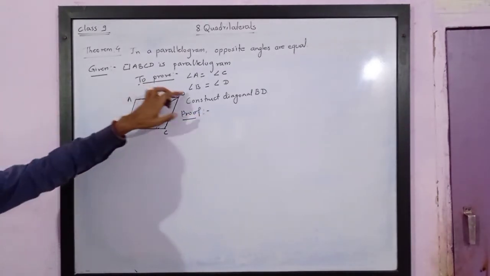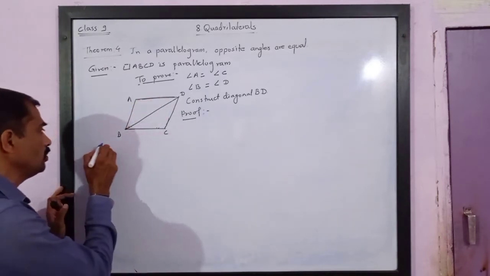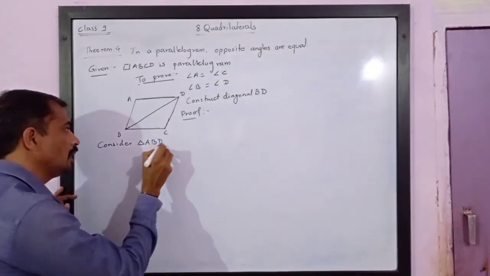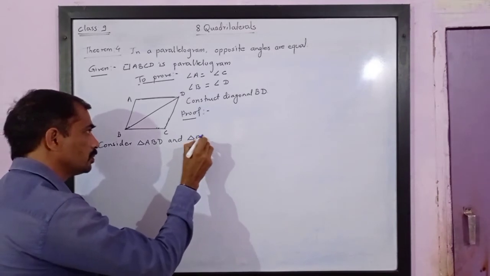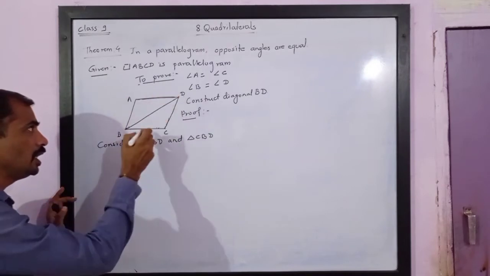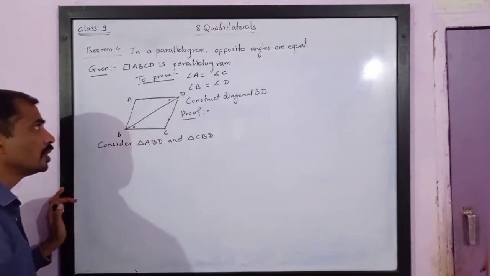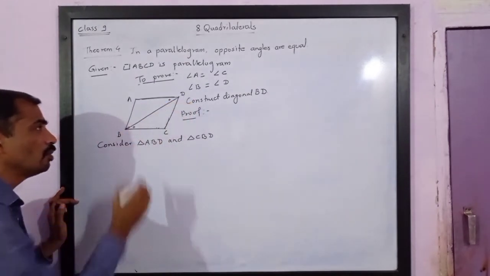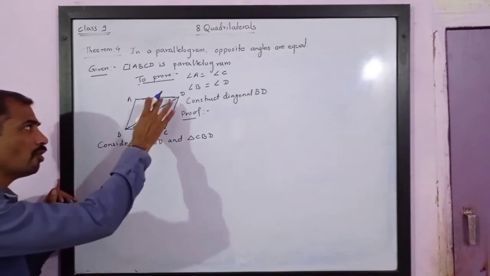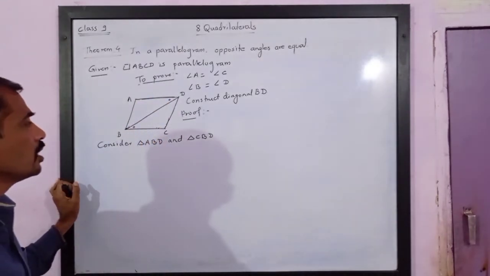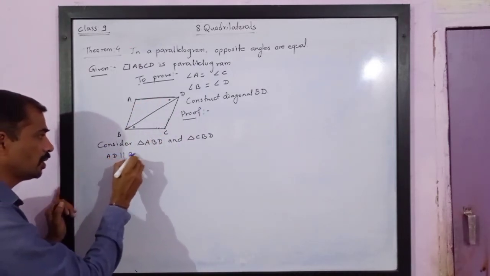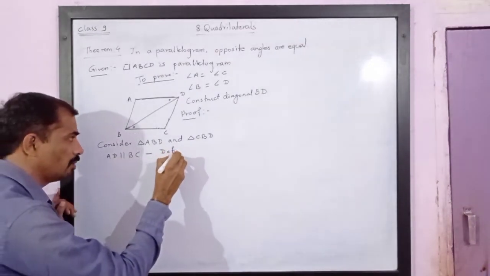Consider triangle ABD and triangle CBD. Please note, in angle ABD and CBD, this angle is congruent. Reason is, AD is parallel to BC because they are opposite sides of parallelogram, and you can consider BD as a transversal, so they form alternate angles and alternate angles are congruent. So we have AD parallel to BC. Reason is definition of parallelogram.